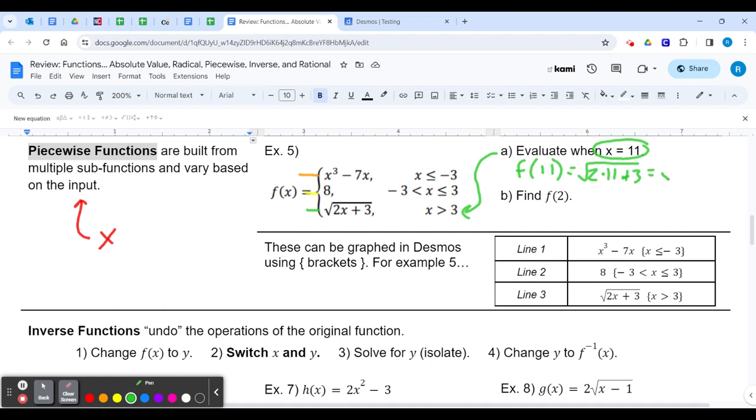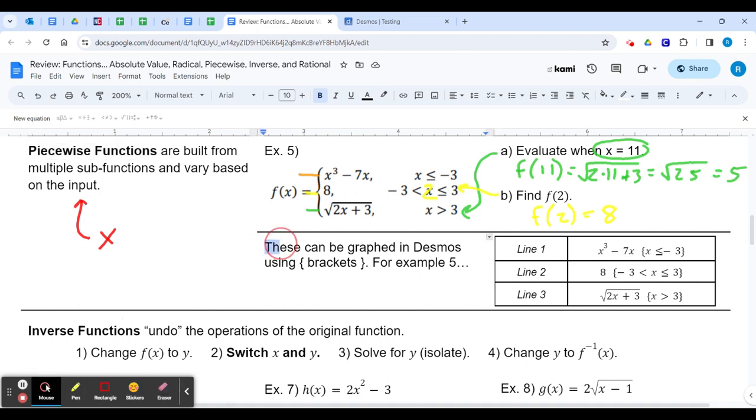That is equal to the square root of 22 plus 3, so 25, which is equal to a value of 5. Okay, if we're trying to evaluate when x equals 2, well, in this case, that would fall into this middle function range, right? 2 is between -3 and 3, so we would plug in f of 2 equals what our function is, and in this case it's just 8, so we can leave it exactly as 8. For all those values in between, we are going to have 8.